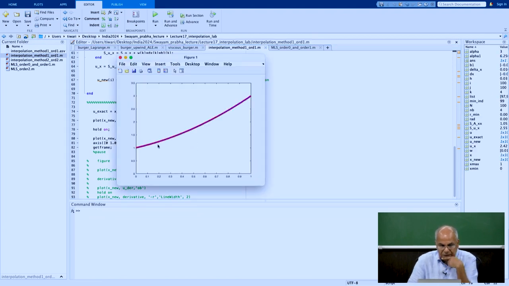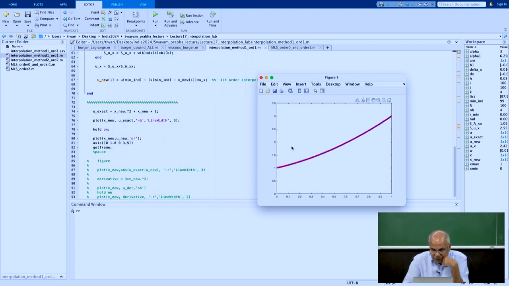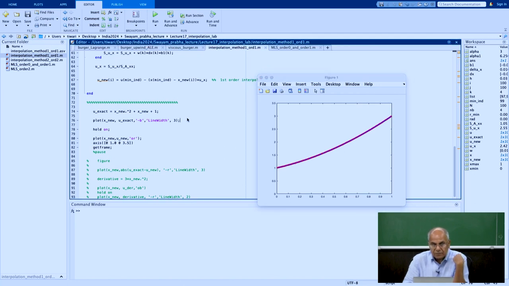Now what I see is that the blue line is the exact solution, and the red circles are the numerical solution. So we are exactly matching our numerical solution to the analytical solution.